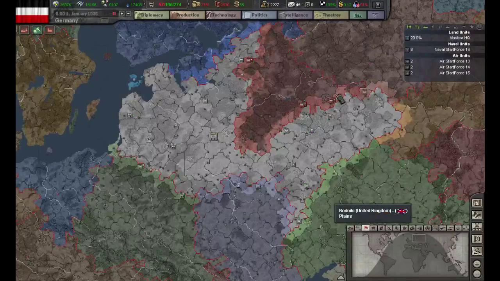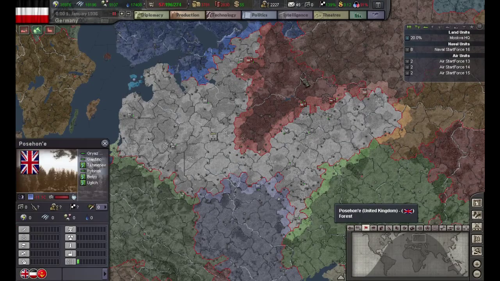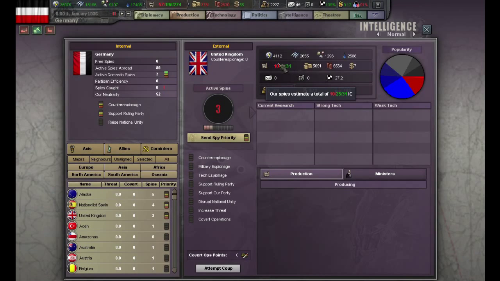In fact, it would probably be easier to take over the United Kingdom, steal basically all of their factories, than it would be to build however many factories they have on our own. Let's see, our spies say that they have 25 factories right now.